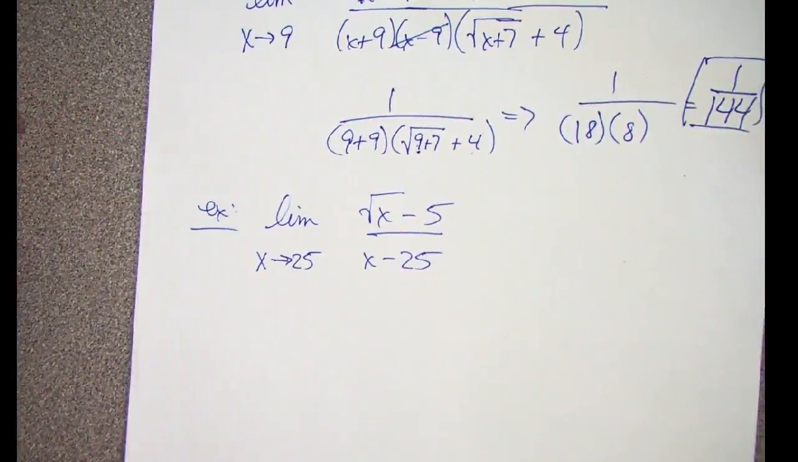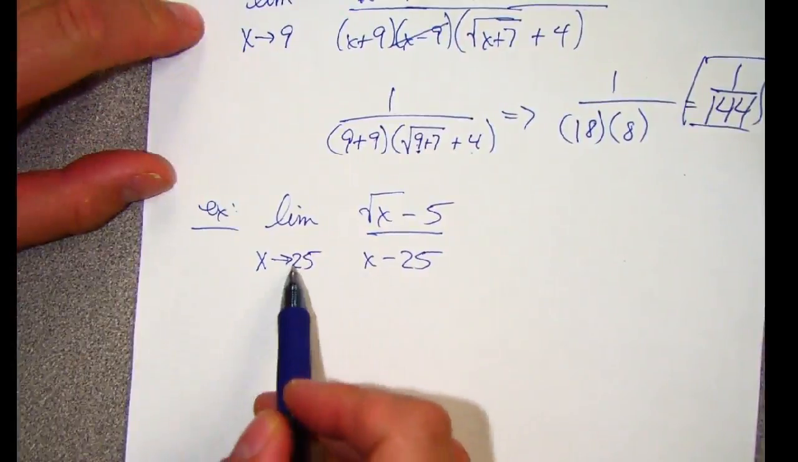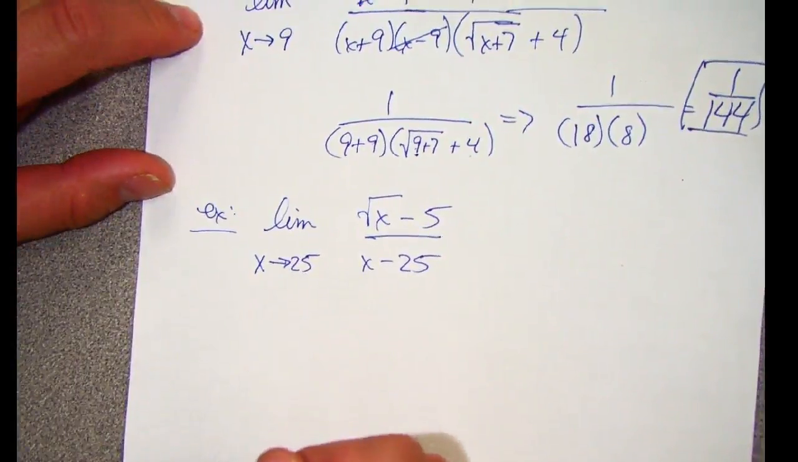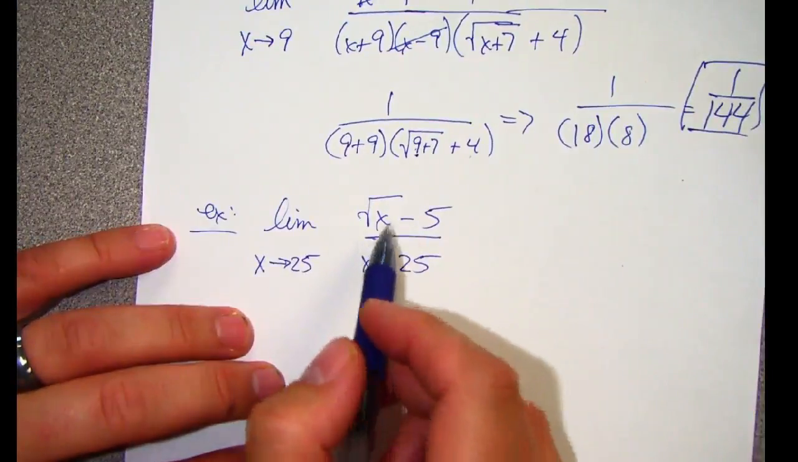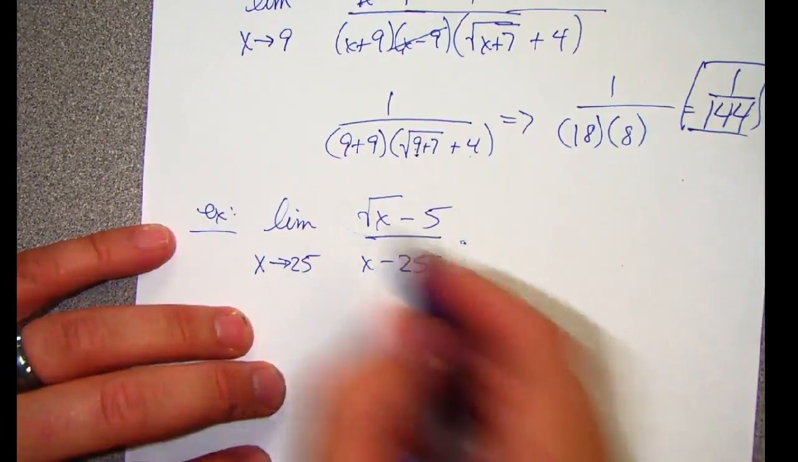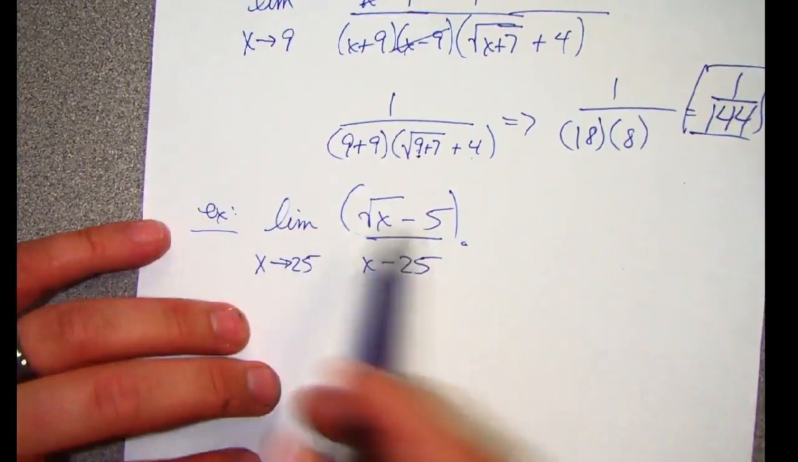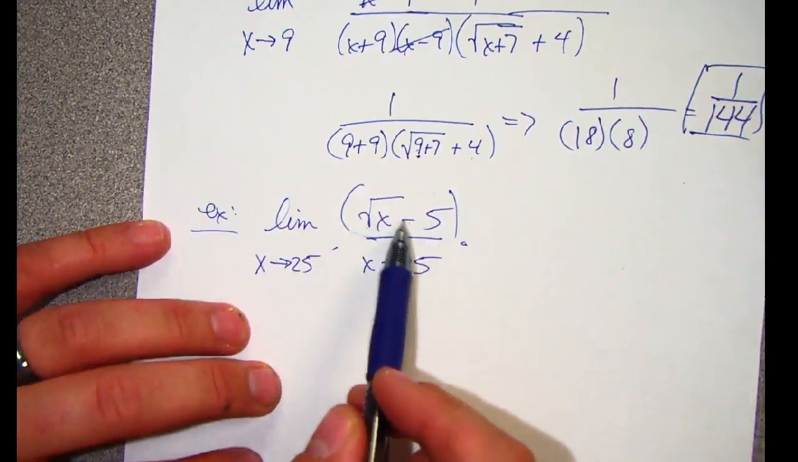Alright, let's look at this one. So again, I got a square root there. If I plug 25 in, I'll get 0 on the bottom, so I'm kind of stuck. But I can rationalize again. So I want to rationalize wherever the square root is. You're going to multiply by the conjugate. So the square root of x minus 5, the conjugate is just the same numbers with the opposite sign here.